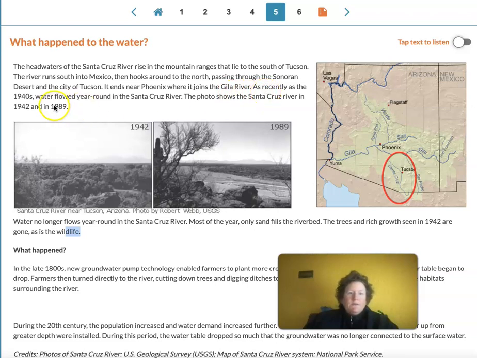As recently as the 1940s, water flowed year-round in the Santa Cruz River. The photo shows the Santa Cruz River in 1942, when water flowed year-round. It looks like there were a lot of trees and wildlife habitat. Here in 1989, it looks pretty dry, like it's a big pile of sand.